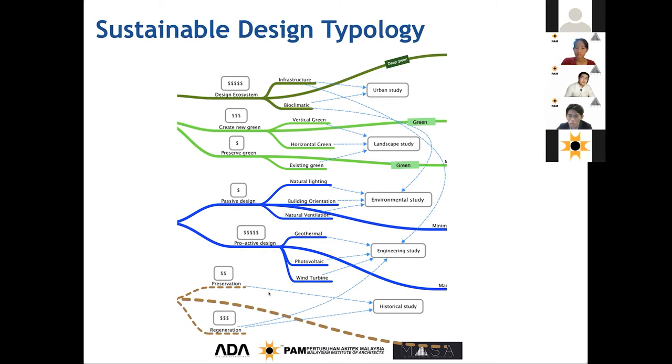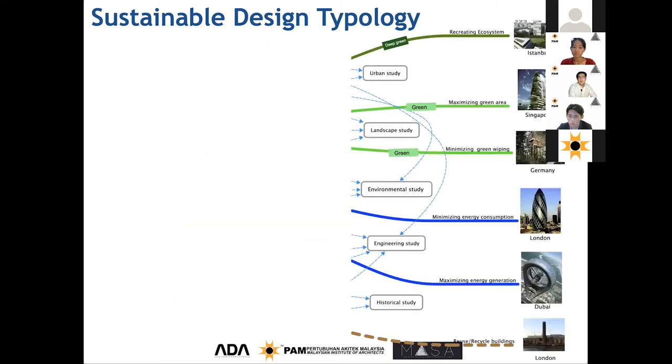So it means that today, sustainable design is no longer a single professional's thing. We need to be cross-disciplinary. We need to learn different knowledge like urban, landscape, environmental, and engineering. So to equip ourselves to design a green building, the different approaches will lead you to different outcomes.